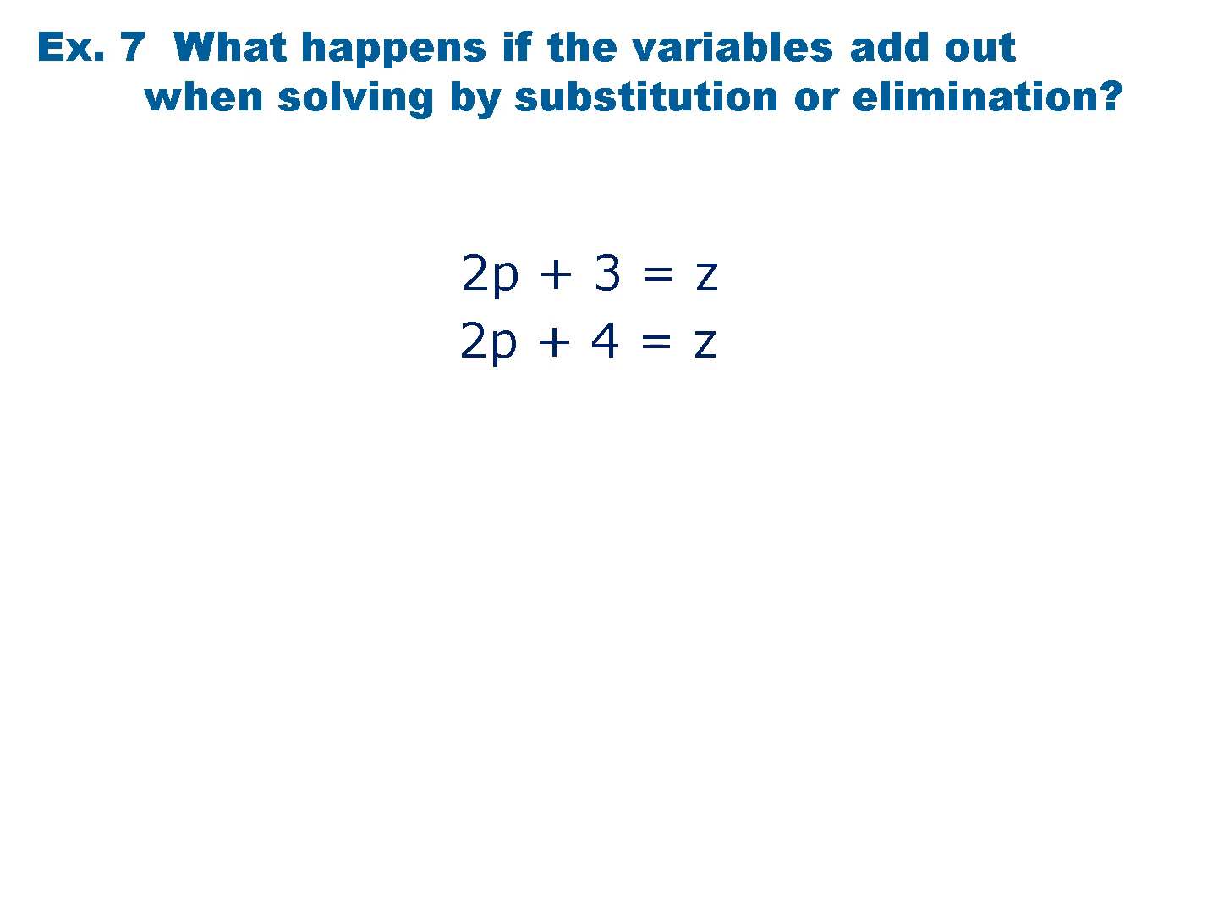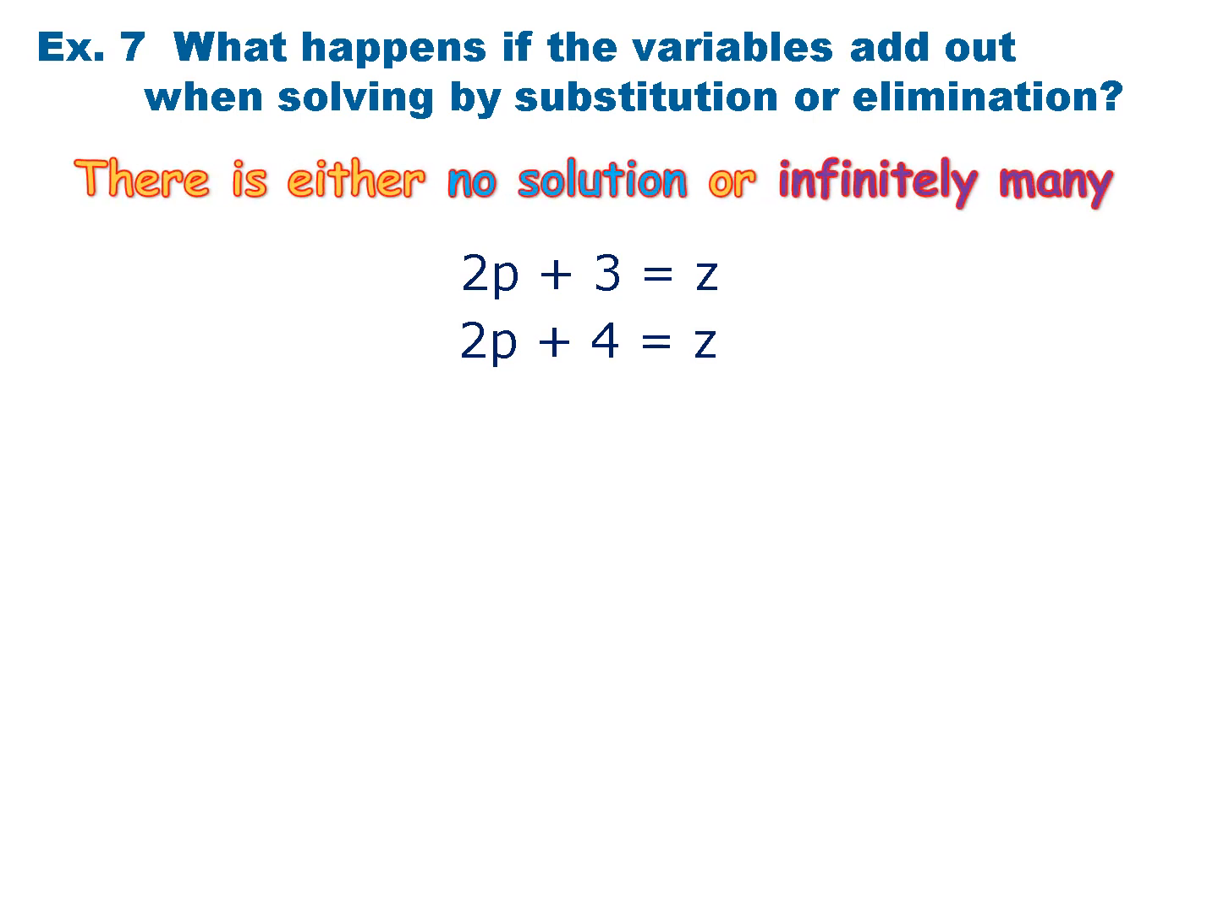Okay, let's look at what happens if the variables add out when solving by substitution or elimination. Well, you're either going to have no solution or infinitely many solutions. So let's look and decide with this example, how do we determine which one is which? So I have 2p plus 3 equals z and 2p plus 4 equals z. Well, if they both equal z, they equal each other. Transitive property. So we have 2p plus 3 equals 2p plus 4.